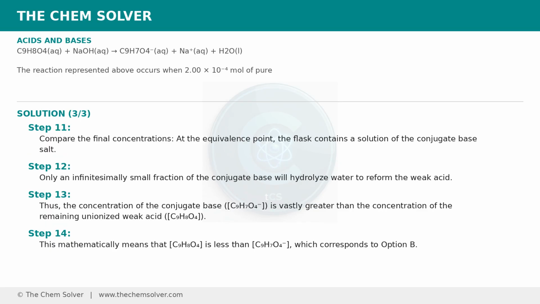Compare the final concentrations. At the equivalence point, the flask contains a solution of the conjugate base salt. Only an infinitesimally small fraction of the conjugate base will hydrolyze water to reform the weak acid. Thus, the concentration of the conjugate base, C9H7O4⁻, is vastly greater than the concentration of the remaining unionized weak acid, C9H8O4. This mathematically means that C9H8O4 is less than C9H7O4⁻, which corresponds to option B.